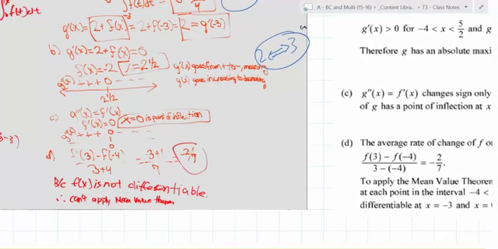Kids, you need to be careful. For example, you can't just do a sign chart. You have to say that it changes sign. Sign charts alone will not be accepted. So you have to do the sign chart and then explain what it means. This is good, though. I like this.